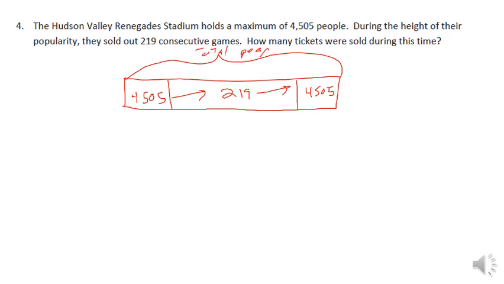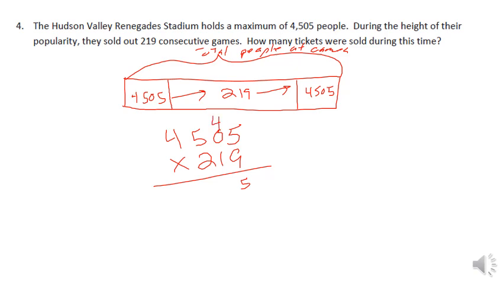people at games. So I can see by this I'm going to have 4,505 times 219. If I use my standard algorithm, I have 9 times 5 is 45. 9 times 0 is 0 and 4. 9 times 5 is 45. 9 times 4 is 36, and 4 is 40.